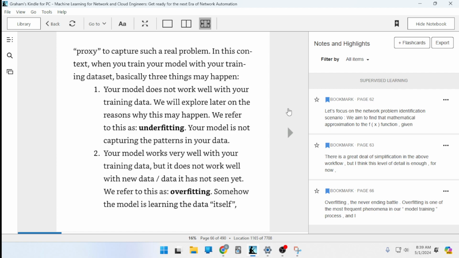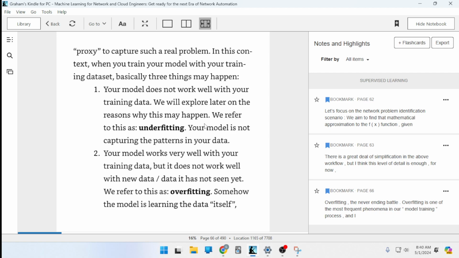In this context, when you train your model with your training dataset, basically three things happen. Number one, your model does not work well with your training data. We will explain later on the reasons why this may happen. We refer to this as underfitting. Your model is not capturing the patterns in your data, so that function you get produces meaningless results. Number two, your model works very well with your training data, but does not work well with new data, data it has not seen yet. We refer to this as overfitting.